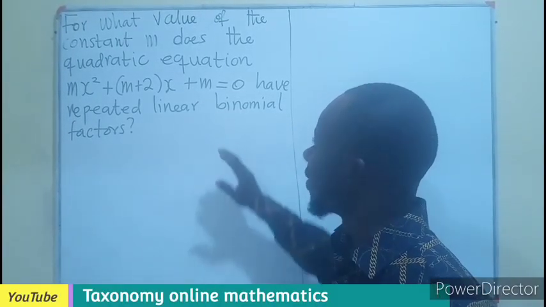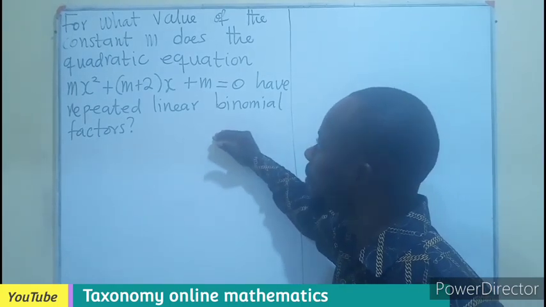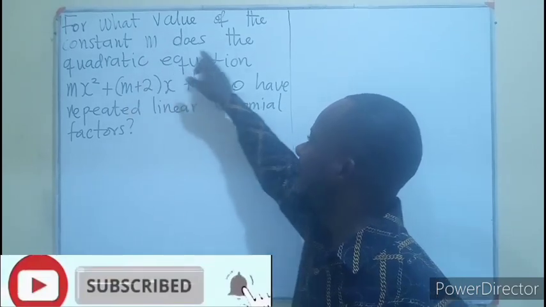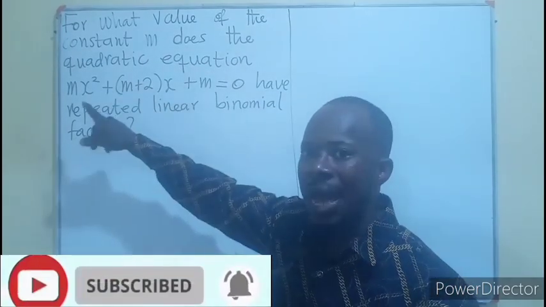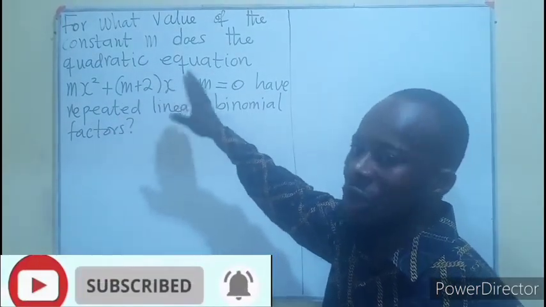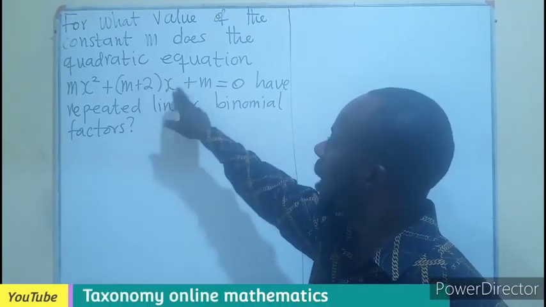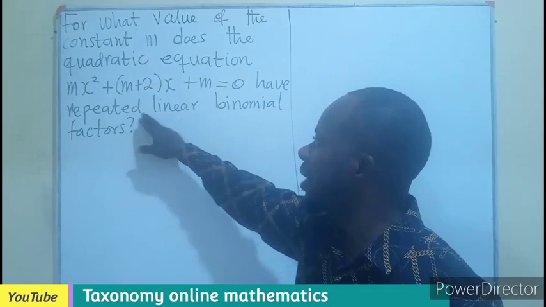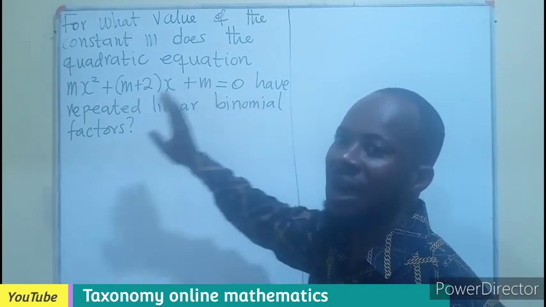We want to provide an answer to this quadratic equation on the board. So for what value of the constant term m does the quadratic equation mx squared plus (m plus 2)x plus m equals 0 have repeated linear binomial factors?